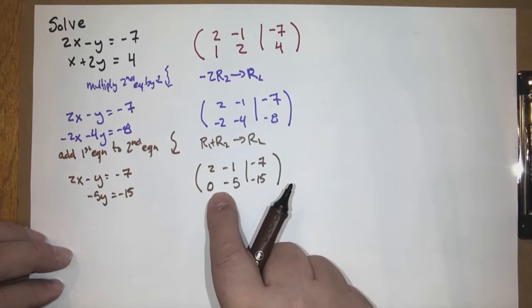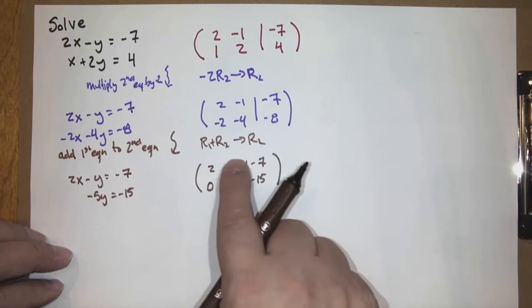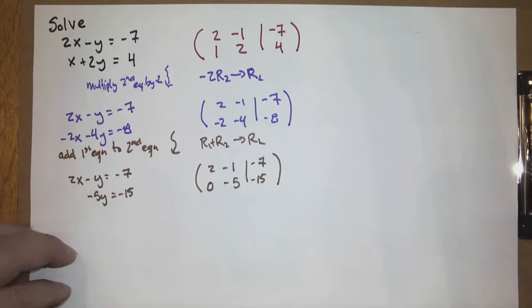in our augmented matrix. In some sense, we're trying to get down to a very particular form. We'll talk about that in just a second. All right, so that's looking promising. What can we do now?